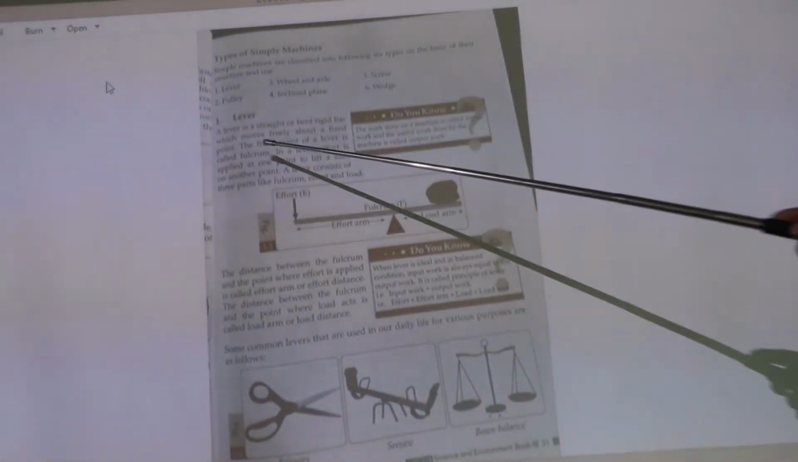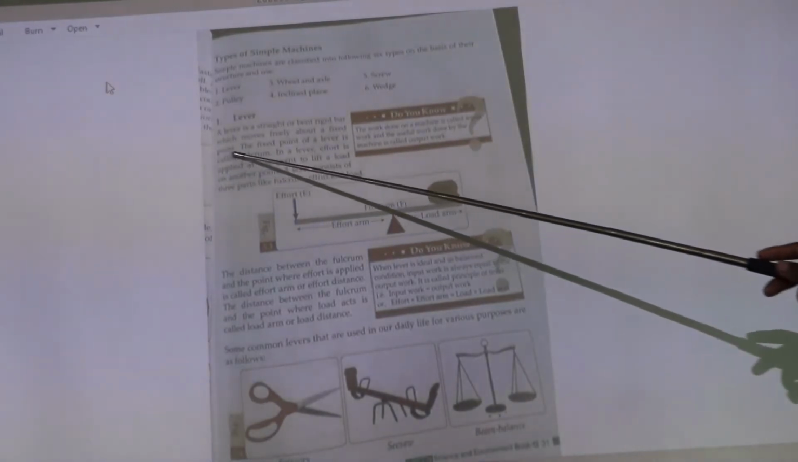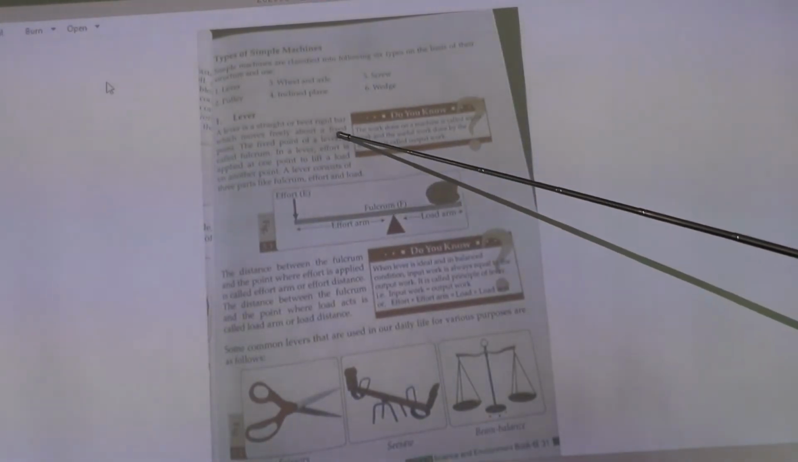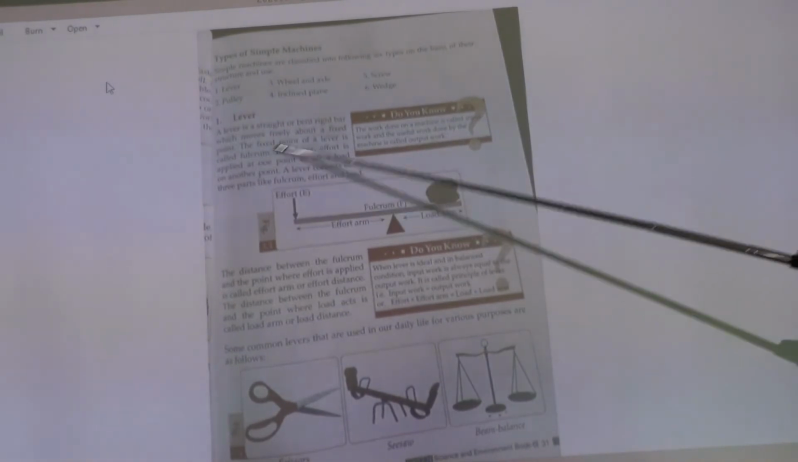Number 1, lever. A lever is a straight or bent rigid bar which moves freely about a fixed point. The fixed point of the lever is called fulcrum.